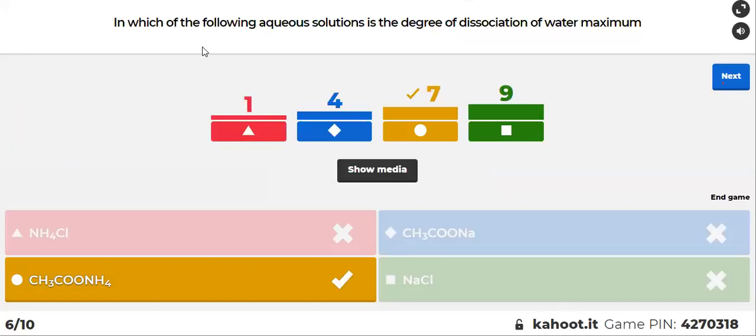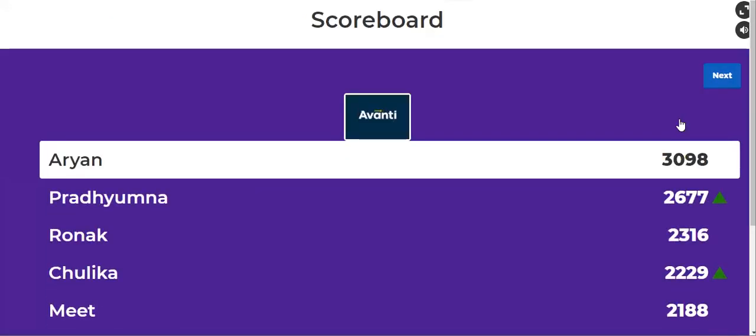Yes, C. Just see this now. Weak base plus strong acid, salt. Weak acid plus strong base. Strong acid plus strong base. And this is weak acid plus weak base. So tell me, in which case will the hydrolysis be maximum? Obviously, in case of C, right? If hydrolysis is maximum, then water will dissociate maximum. Yes or no? Simple concept, right, everyone?